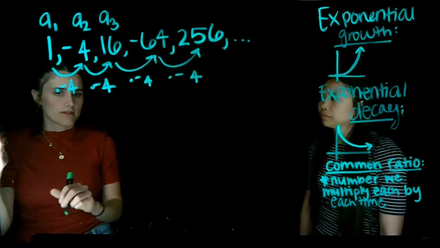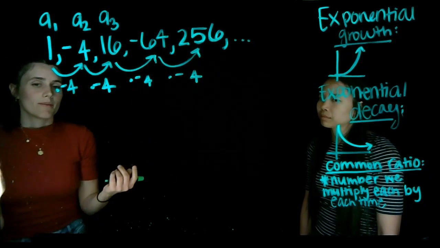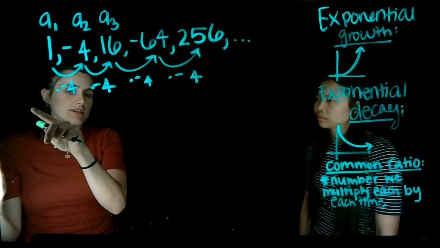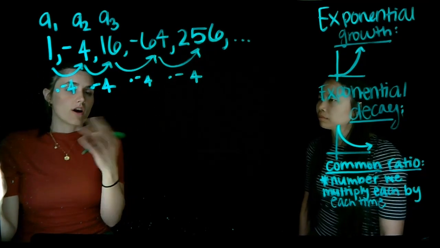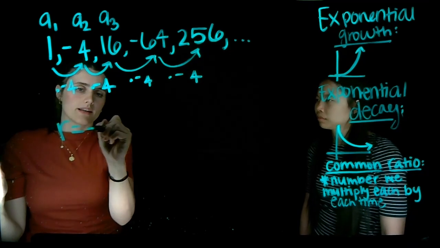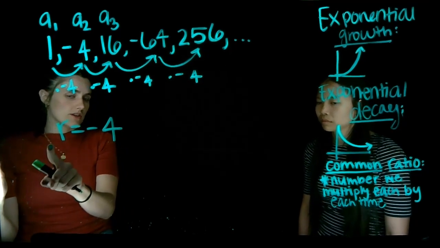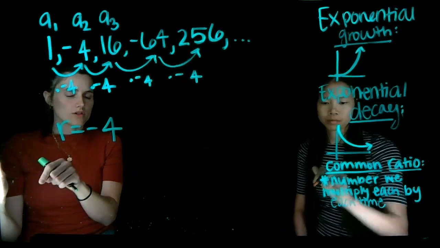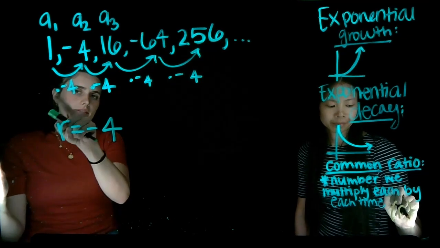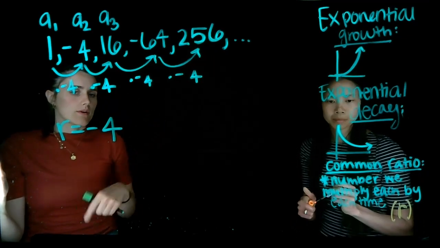That's what gives me that alternating effect in my sequence. So on your derivative assignments, you may be asked to find the common ratio given a sequence. We would say that the common ratio of this sequence is -4. A lot of times the common ratio is written as r. So in this case, r is equal to -4. Every time I move on to the next term, I'm multiplying by -4.